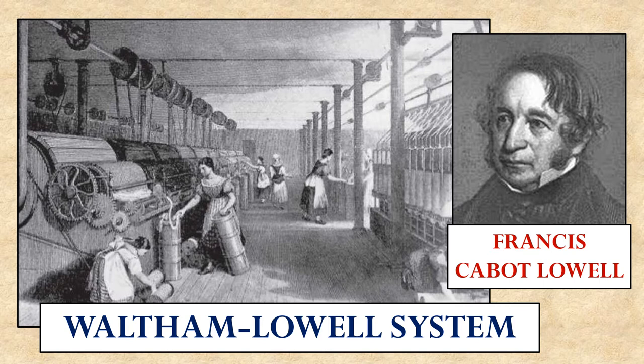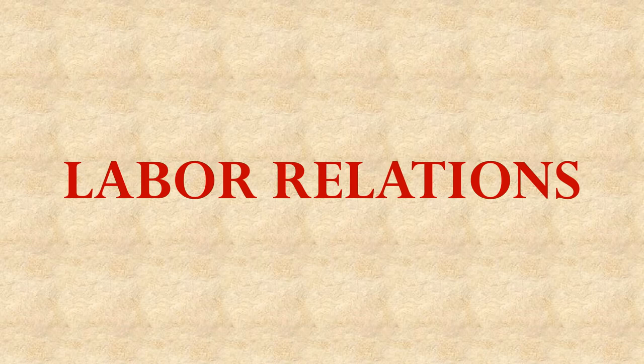This made the factories cheaper to run. This made this system more efficient. It brought down the costs of the goods that they were producing, which allowed more people to buy them. This was called the Waltham-Lowell system, and it spread not just from his factories, but to factories throughout America. With people now working in these factories, this led to a change in the relationship between laborers and their bosses.